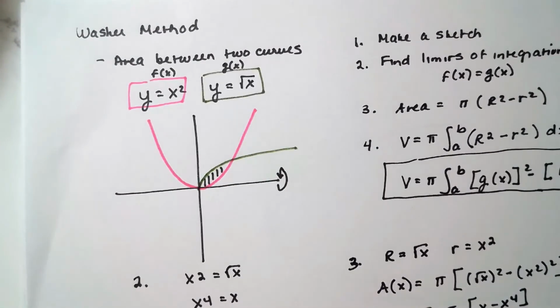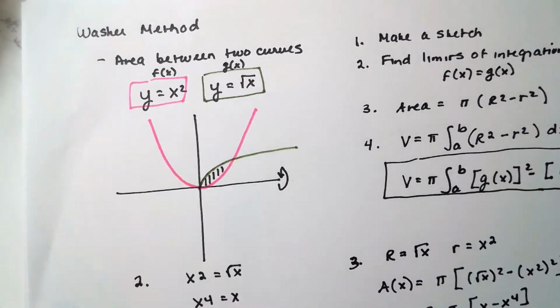Okay, so the next method of finding the volume of revolution, or the volume of a solid region of area revolved around the x-axis, is called the washer method. It's called the washer method because when you slice perpendicularly to the x-axis, instead of having a solid circle, you're going to have a hole in the middle.